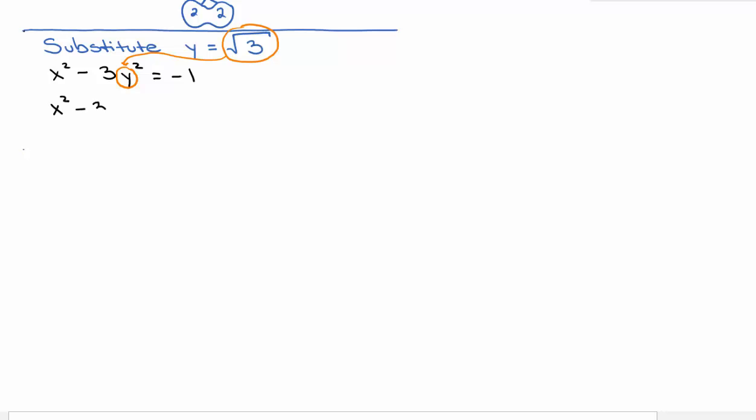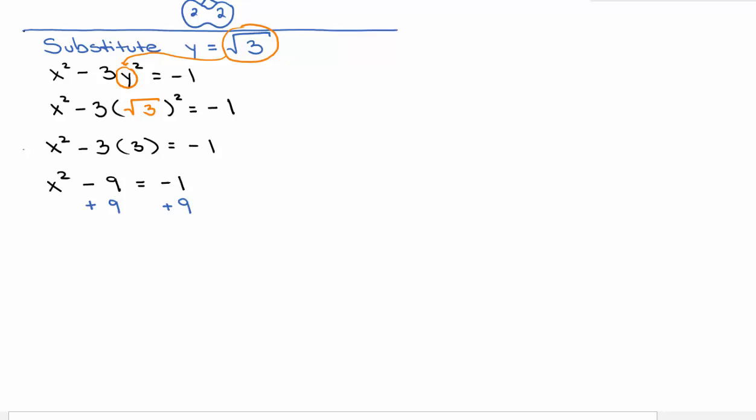Alright, so now we're going to have here x squared minus 3 times square root of 3 raised to the second power equal to negative 1. So if we square the square root of 3, that's just going to give me 3. And then if we multiply this here, it's like negative 3 times 3. That's going to give me minus 9 equal to negative 1. I'm going to add 9 to both sides to isolate the x squared term. And that's going to give me x squared is equal to 8.